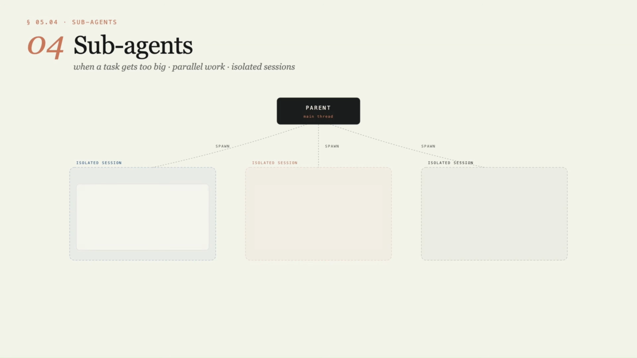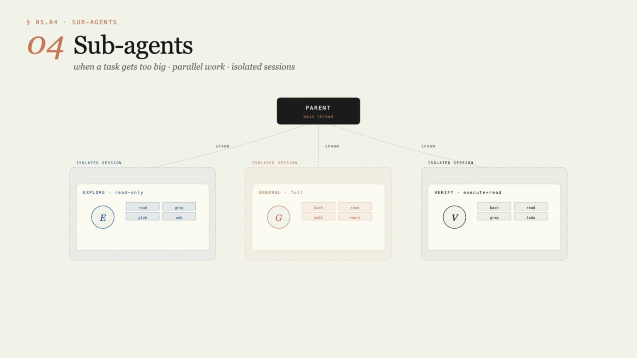Now, the fourth component is subagent management. At some point, a task gets too big or too parallel for a single conversation thread. So the harness is going to create subagents that work in isolation. Each subagent gets its own session, its own restricted set of tools, and a focused system prompt that says you're working on this specific task.